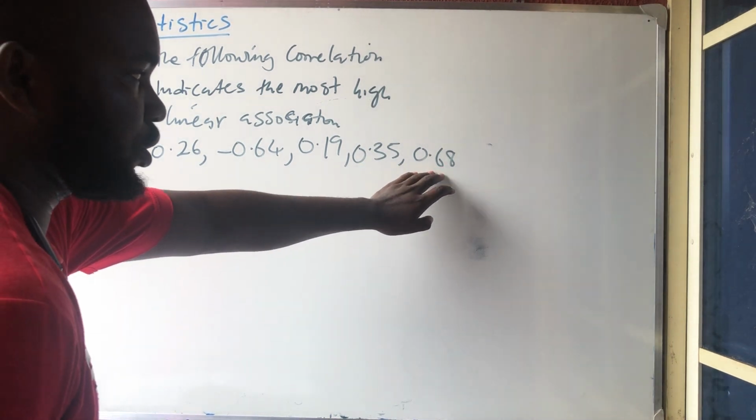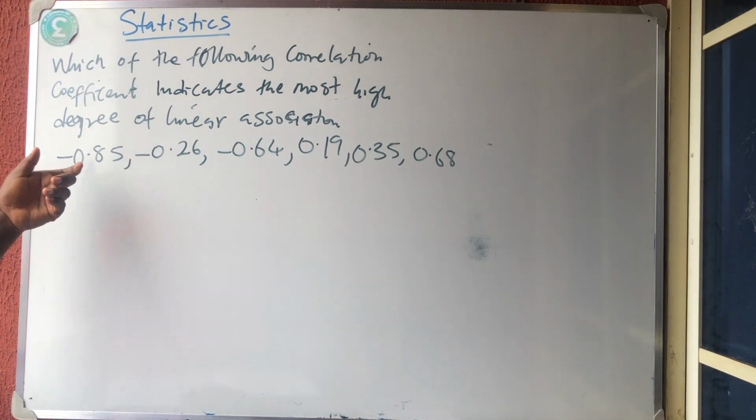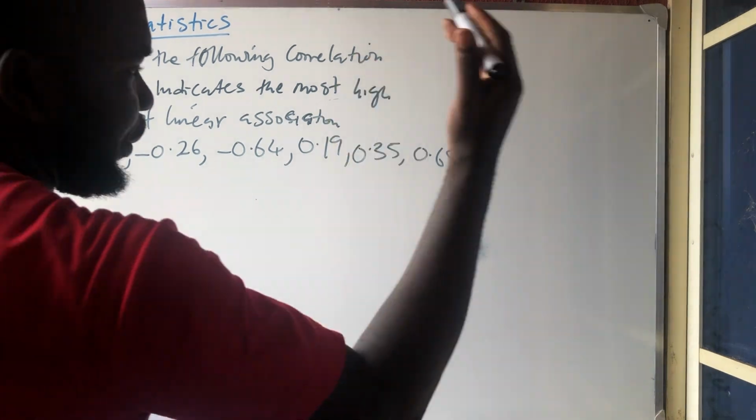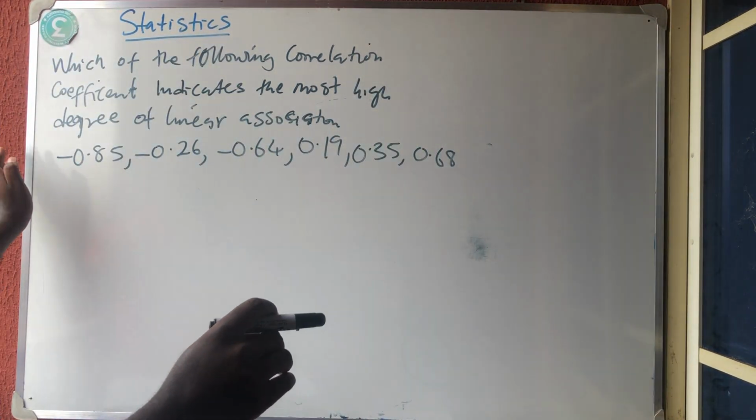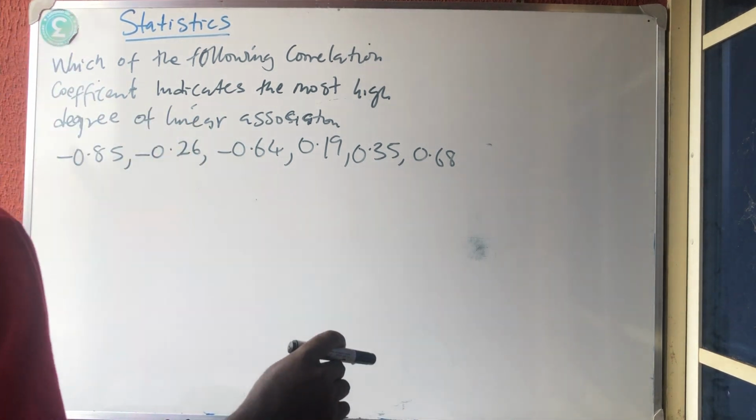Don't go and choose this one because this is greater than this. In the negative part, this one is the high. In the positive part, this one is the high. But in the number, this one is bigger than this. In just the number, forget the minus. The minus shows that we are talking about high negativity.